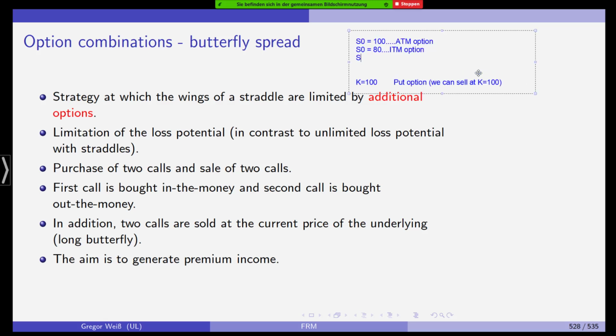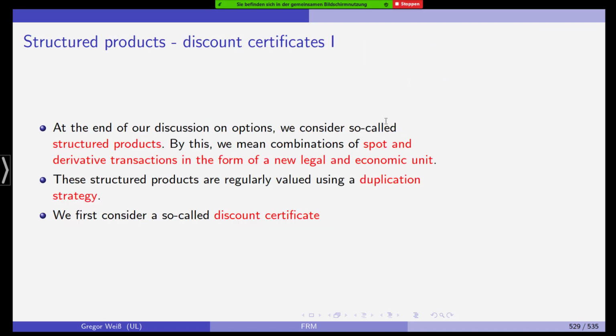And if the current stock price is 120, this is an out of the money option. And vice versa for a call option. It would be the other way around. So we buy a call in the money and the second one out of the money. And in addition, two calls are sold at the current price. So this is a long butterfly, and the aim is to generate premium income. And this is a butterfly spread.